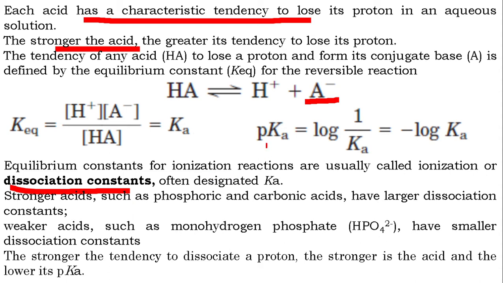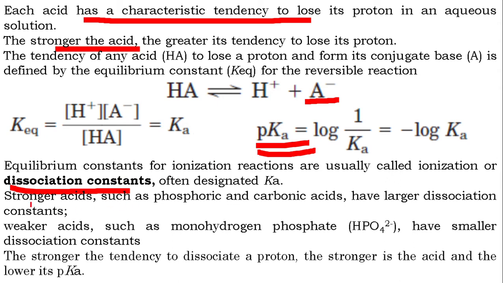You see, pH was minus log H plus. pOH was minus log OH minus. Similarly, pK is minus log Ka, or log 1 by Ka is equal to minus log Ka. This pKa is a very important value in our calculations. We will see it.